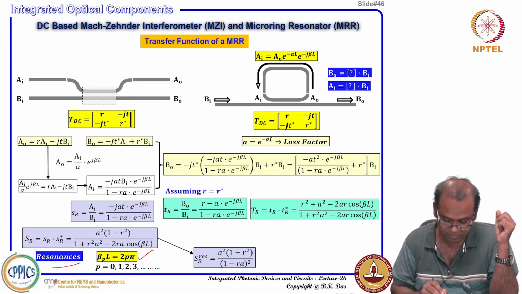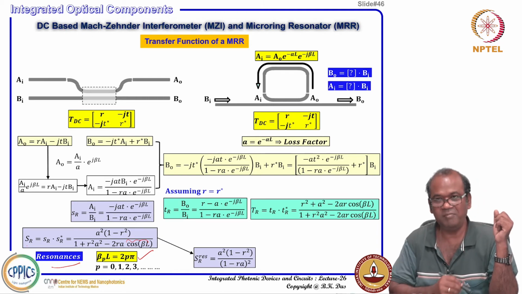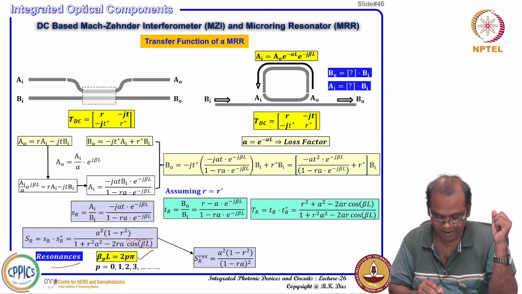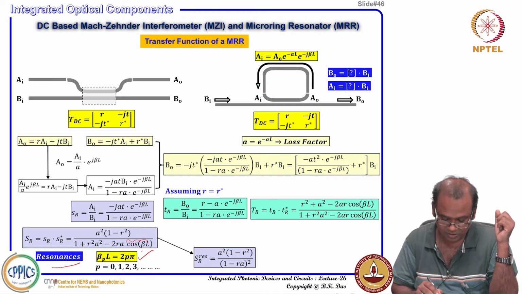So, if beta L equals 2p pi, then this value will become 1. 1 means the denominator is minimum. Denominator minimum means S_R will be maximum. So, that is the resonance condition, and at that resonance condition, this will be 1, right.